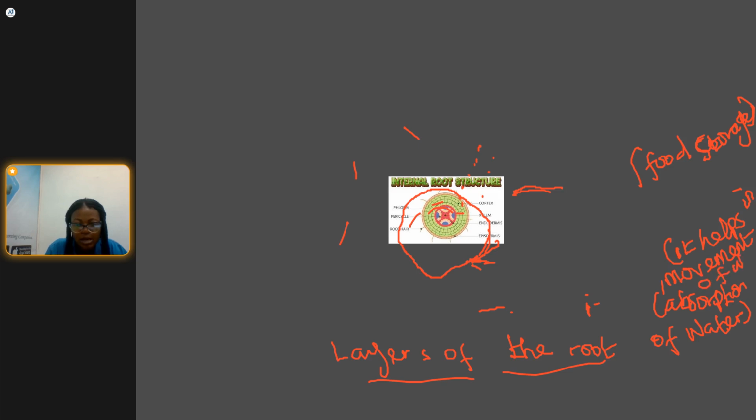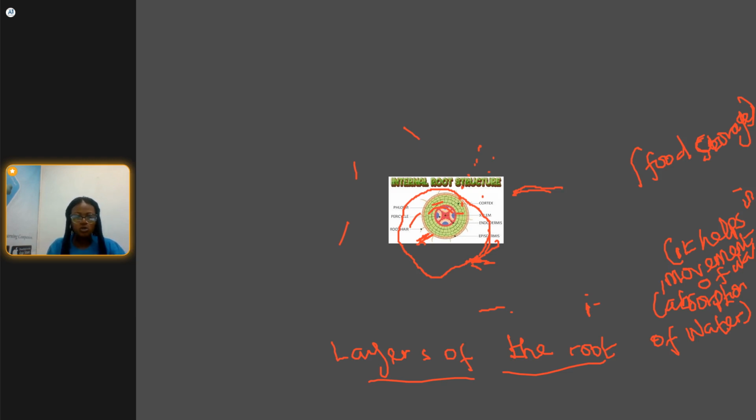Okay, it helps in movement of water. All right, so that is the function of the endodermis. So we have another layer known as pericycle. Look at the pericycle here. This black point, you can see the black point here. This is the pericycle. That is what we call pericycle.